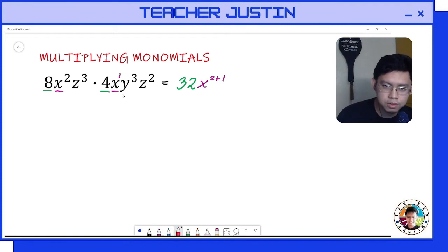Next variable present in our given is the variable y. So we have the variable y here. Since the variable y doesn't have any partner in our first monomial, we will just copy y raised to 3. So y raised to 3.